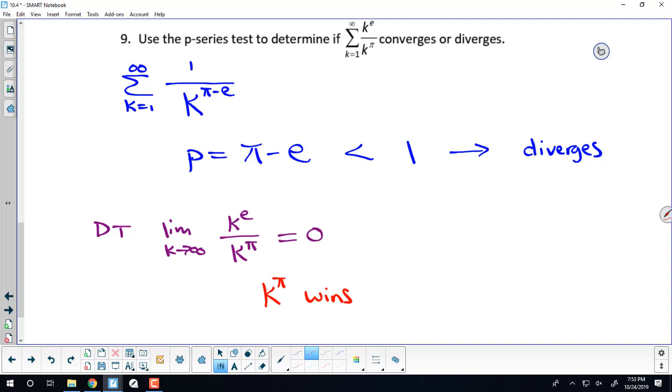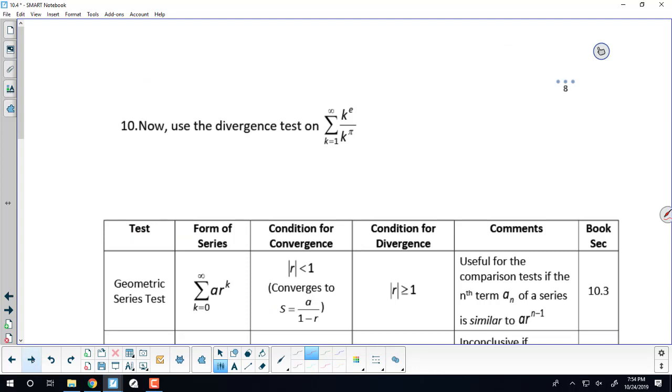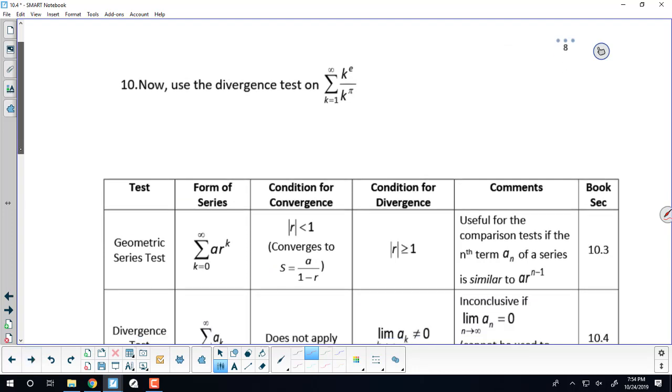So in all of those, we would have an inconclusive test with the divergence test. Some of them converge, some of them diverge. Okay. Any questions on that? Oh, we already did that.